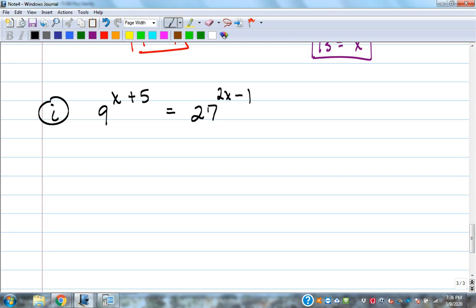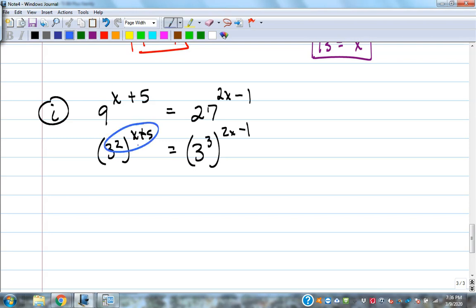Right, the prime number that goes into both of them is 3, right? 9 turns into 3 squared. 27 turns into 3 to the third power, cubed. Yeah, 2x minus 1 there. And then we multiply those together, and we set up that equation: 2x plus 10 equals 6x minus 3.